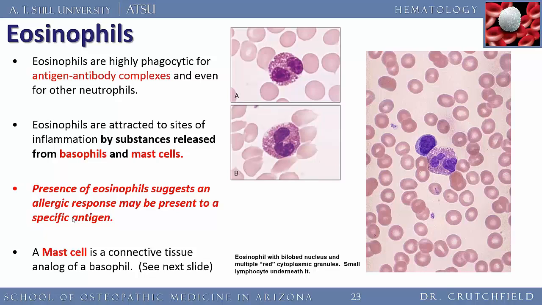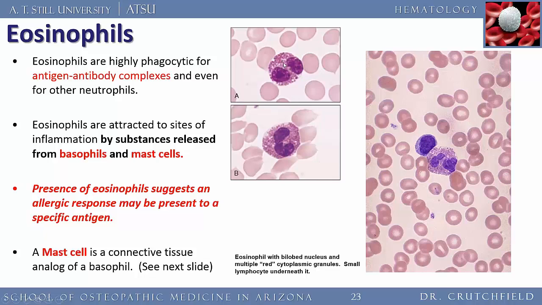Maybe that antigen for you is a food product, or maybe it's pollen, or maybe it's peanuts. And then a mast cell is a connective tissue analog of a basophil. So we're going to first show you what a mast cell looks like, and then we're going to talk about a basophil. So let's look at these guys here again.